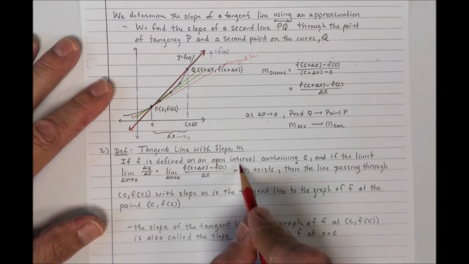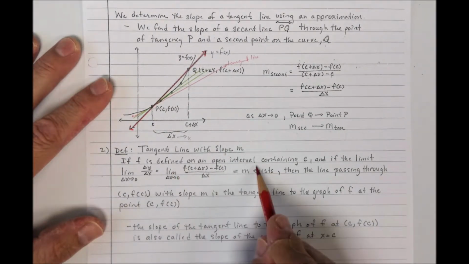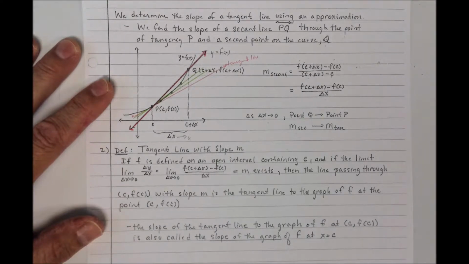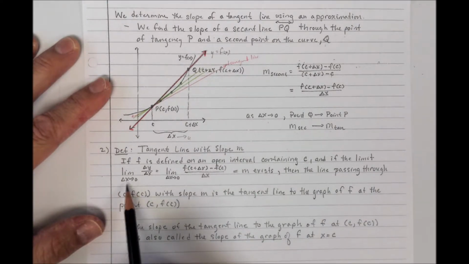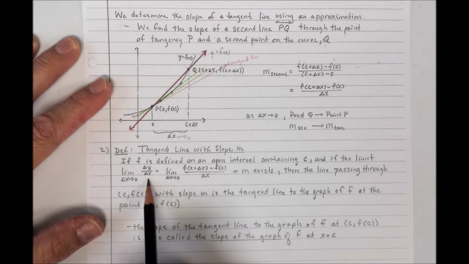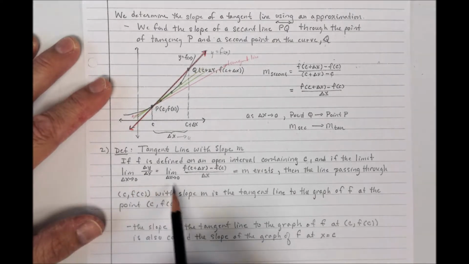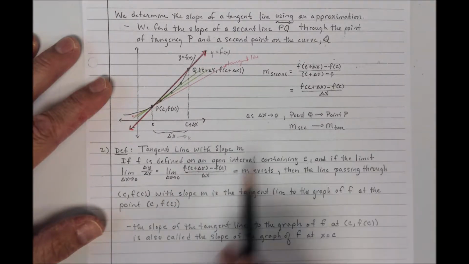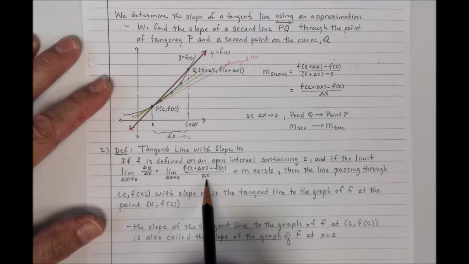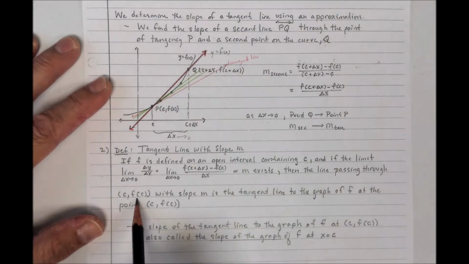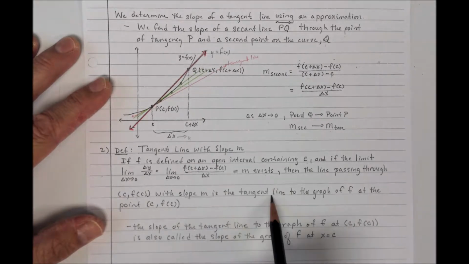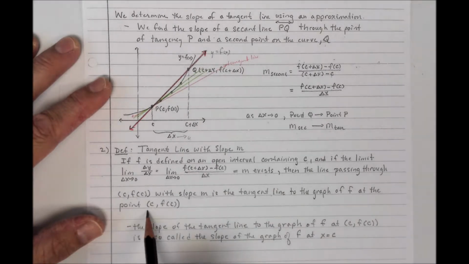Tangent line with slope m. If f is defined on an open interval containing c, and if the limit as delta x goes to 0 of delta y over delta x, the change in y over the change in x, which is equal to the limit as delta x goes to 0 of f of c plus delta x minus f of c over delta x, equals m, and if this exists, then the line that passes through this point with this slope is tangent to the graph of f at that point, which we refer to as the point of tangency.